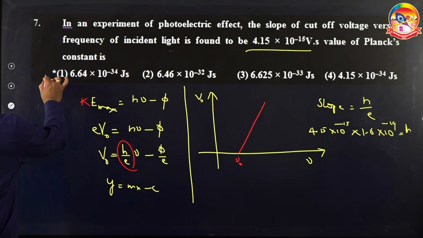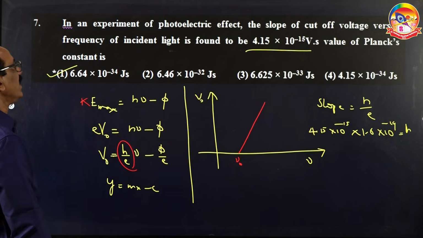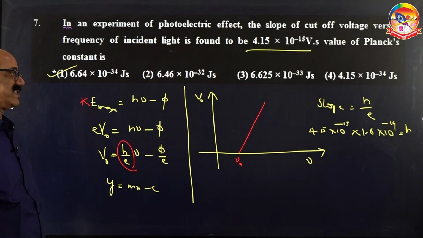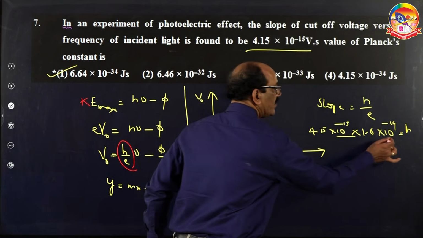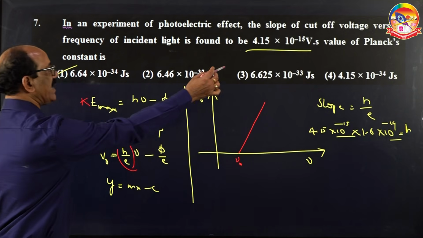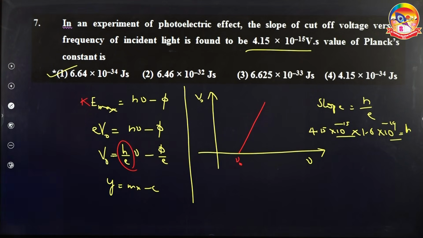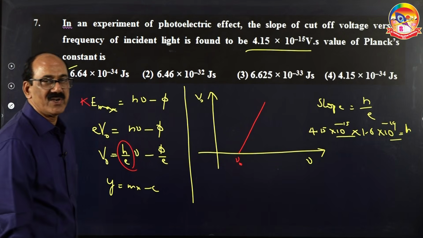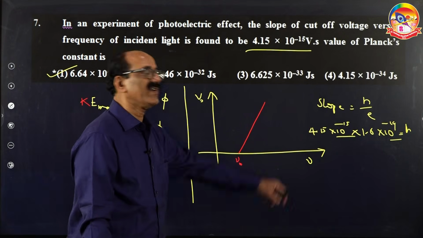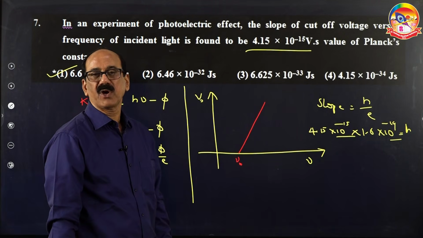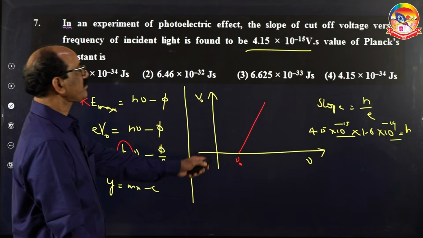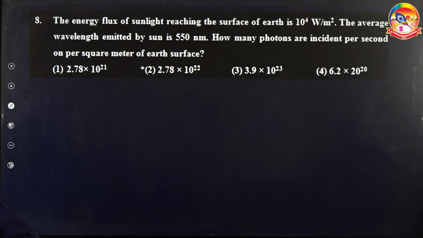So the only possibility is 6.64 into 10 power minus 34 joule seconds, because we get it to be of the order of 10 power minus 34. There are only two answers here: one is 4.15 into 10 power minus 34, the other is 6.64 into 10 power minus 34. If they are given as very close values, you have to simplify that multiplication properly and then arrive at the answer. Let us now go to the next one.